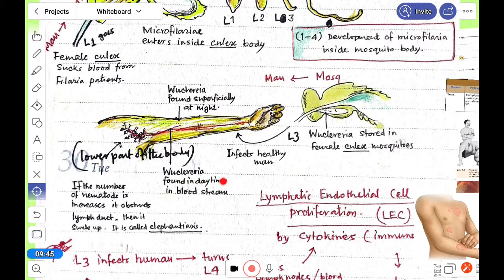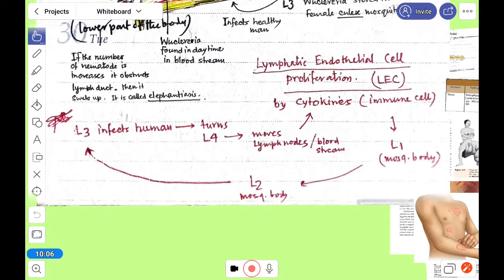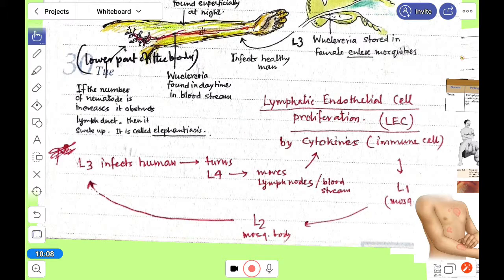The Wuchereria is found in the bloodstream at night, superficial in the body, so that the mosquito will take it for this infection. Now let's know its life cycle. In a mosquito body, L1 stage means larval first stage, then larval second stage, and the third stage, which is infectious to human beings.